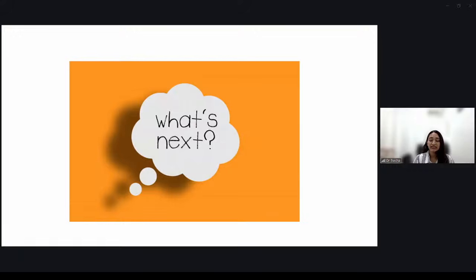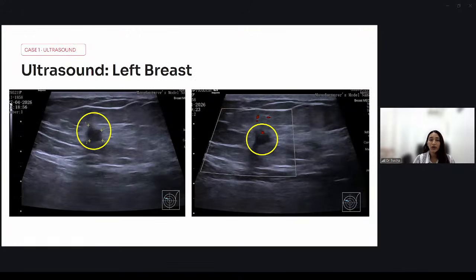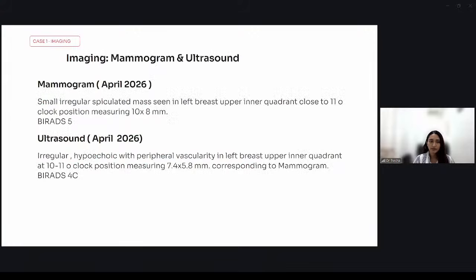So what would you do in such a case? We went ahead with an ultrasound of the left breast where we can identify the lesion with peripheral vascularity, as shown in the second image. These are the findings of mammogram and ultrasound of the patient. It had an irregular spiculated mass in the left breast upper inner quadrant, close to the 11 o'clock position, measuring 10 by 8 mm, BIRADS 5. And the ultrasound gave an irregular hypoechoic lesion with peripheral vascularity in the left breast, corresponding to the mammogram, giving BIRADS 4C.